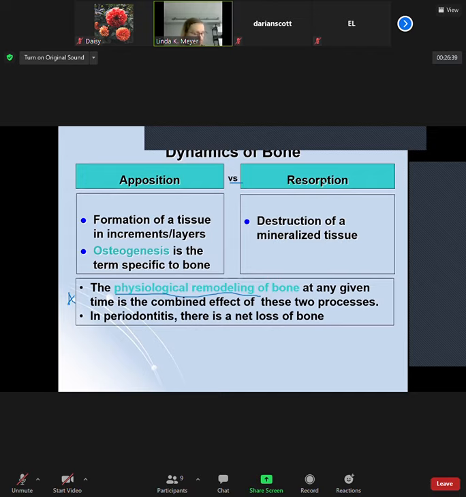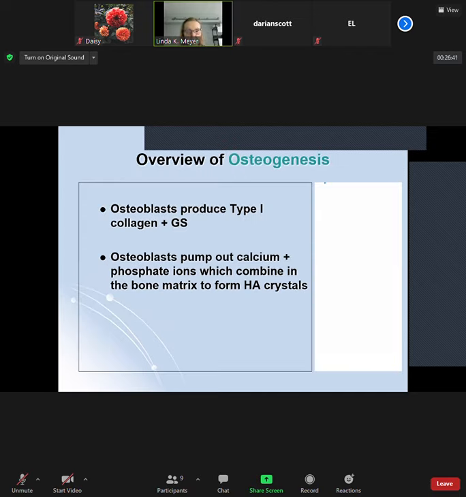Okay, let's look at apposition first. So I mentioned that bone is formed layer by layer. It's an appositional process. This layer by layer formation is a two-step process. The first step is formation of osteoid. That's where the osteoblasts produce type 1 collagen and ground substance.